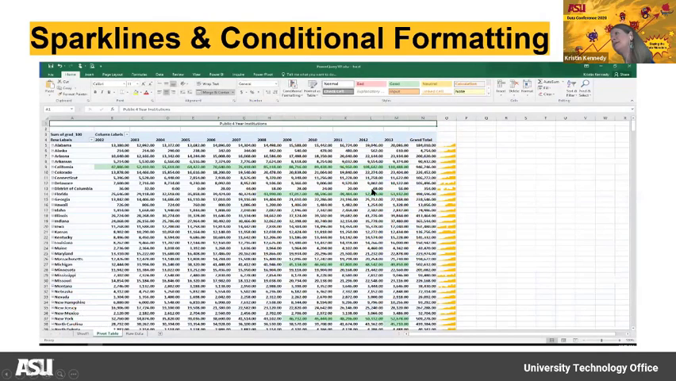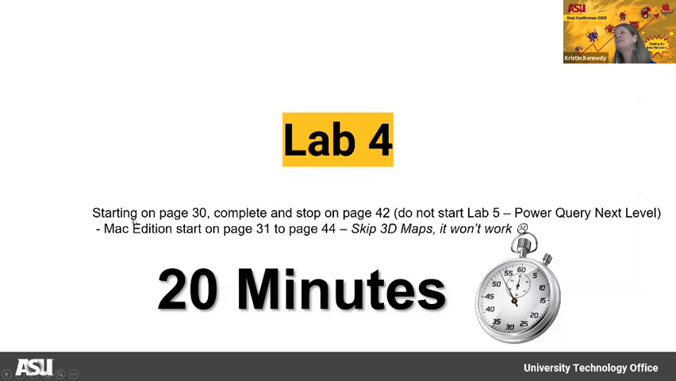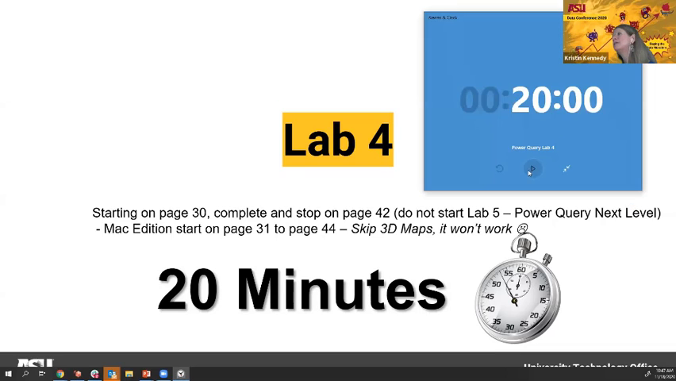We're going to do some sparklines and some conditional formatting, if we wanted something to be highlighted in green if it meets a certain criteria. That's a good way to do that. This one is going to be about 20 minutes, which will put us to 11. So we're going to be close, but I think we can do it. If you're on the Mac edition, you can just skip the 3D maps. That won't work, unfortunately. So we will start now.